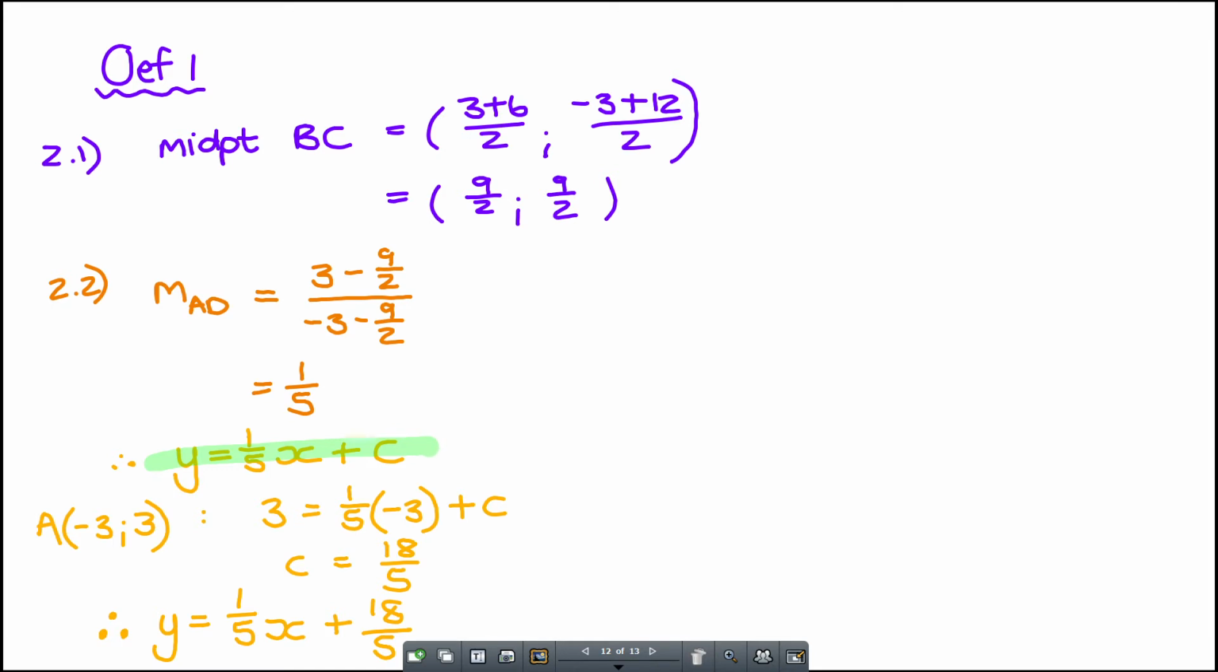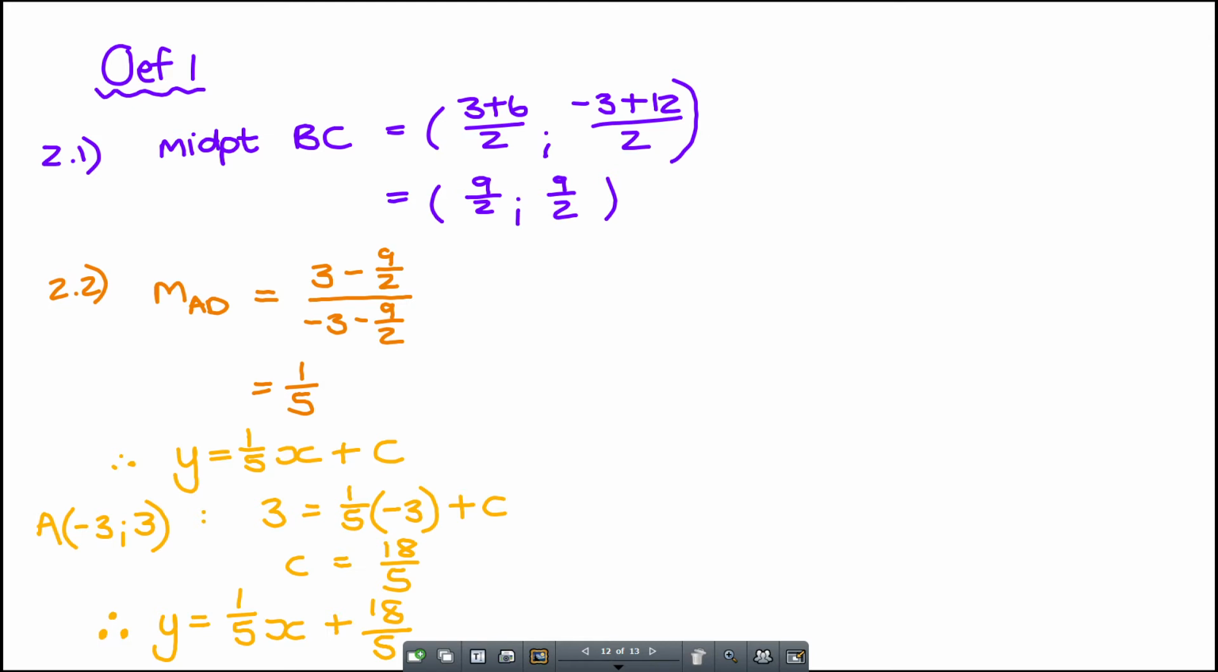Nou sit ek weer met daai scenario waar ek 3 onbekendes het. And what do we do then? We just substitute in a point. Nee, om ontslae te raak van die x en die y waardes. So I substitute in the value of A. Ek sou kon vir D gaan instel, maar op hierdie stadium weet ek nog nie wat die koördinate van D is nie. Nee, so dis hoekom ek nie vir hom gebruik het. But so if I substitute that in, you're going to get y is equal to a 5th x plus 18/5. Okay. Any questions?